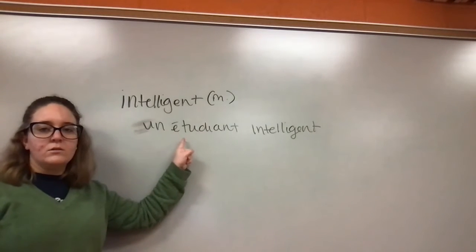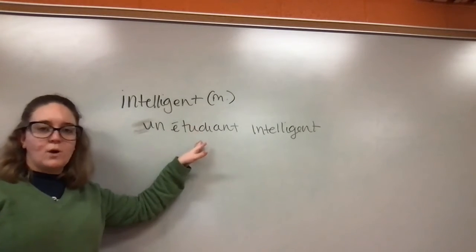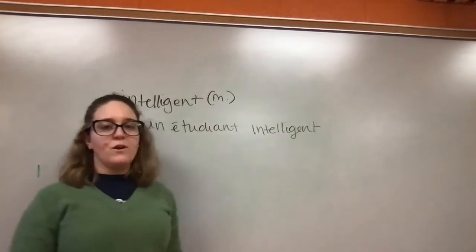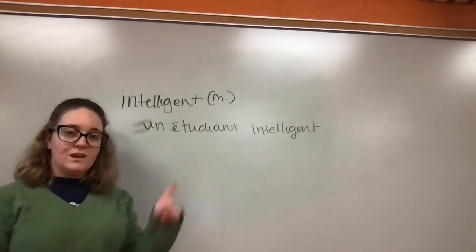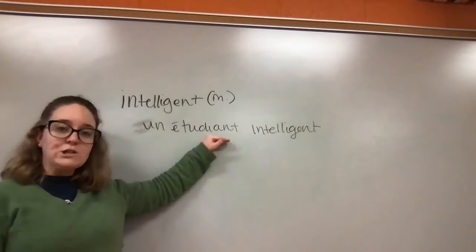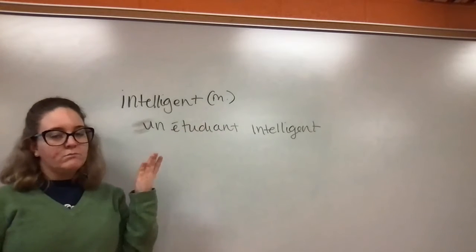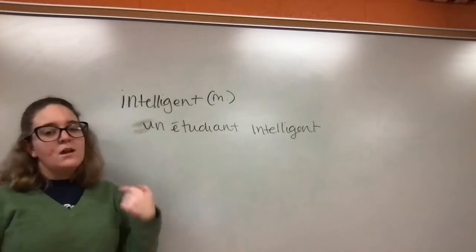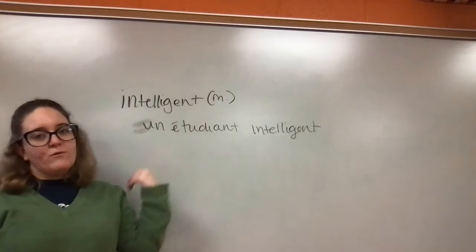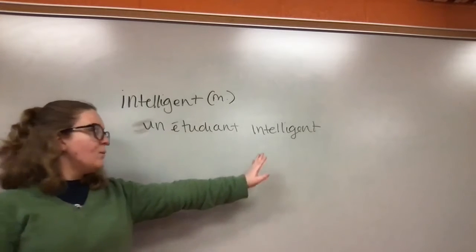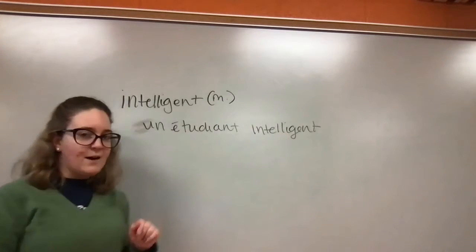And the other thing about adjectives in French is that they go after whatever object you're describing. So they always go after. In English, we would say the intelligent student. The adjective would come before, but in French, it's the opposite. It comes after. Again, there are exceptions. There are a couple adjectives that do go before, but we're not talking about those today. We are only talking about ones that come after.